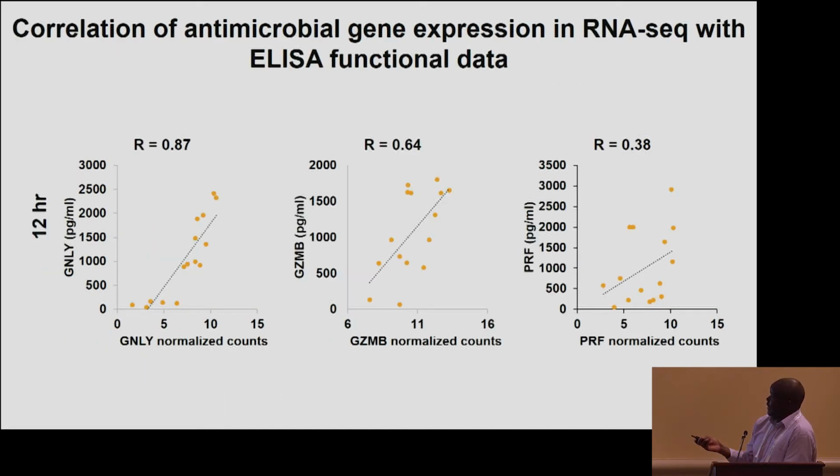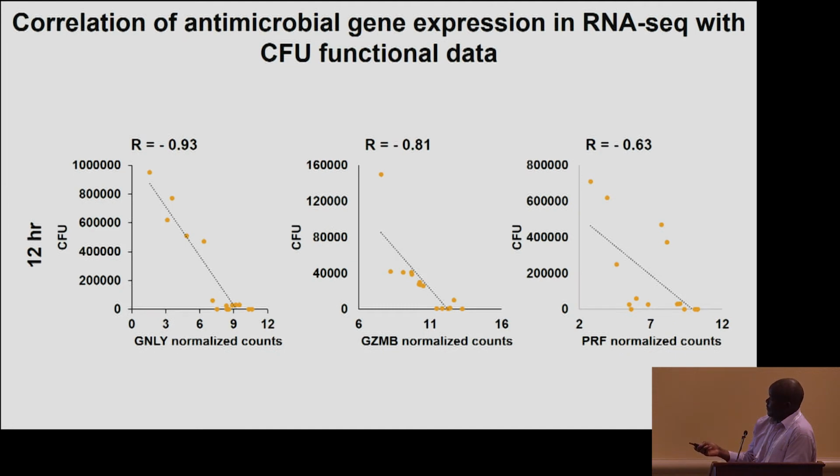And so the next thing we've done is we started correlation studies, correlating antimicrobial gene expression in RNA-seq with ELISA functional data. And what we see is that if you look at the normalized count of granulysin against the ELISA data, we see very good positive correlation, and you see the same with granzyme B and perforin. And then for the CFU assay data, we can also correlate the amount of killing with the amount of protein expression. So the more granulysin you express, the more killing. So very good negative correlation.